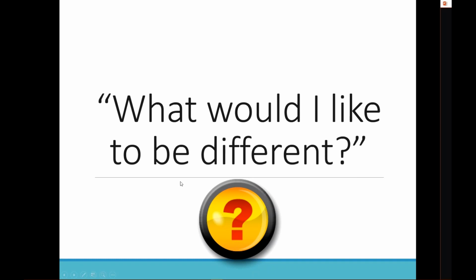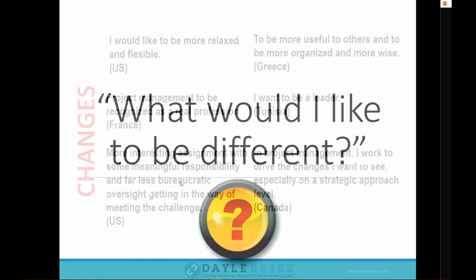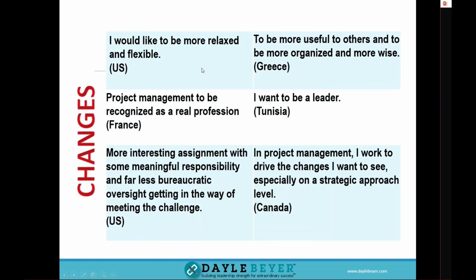Okay, so I asked this question too of a global community, and here's some of the answers that I got back. I would like to be more relaxed and flexible, came from the United States. Here's the interesting one from Tunisia, again in a volatile country that had dictatorship for decades. Someone said, I want to be a leader. Here's another one, to be more useful to others and to be more organized and more wise. All right, so here we've looked at our challenges and we've looked at what we would like to be different. Okay, so these are opportunities on the opportunity side.